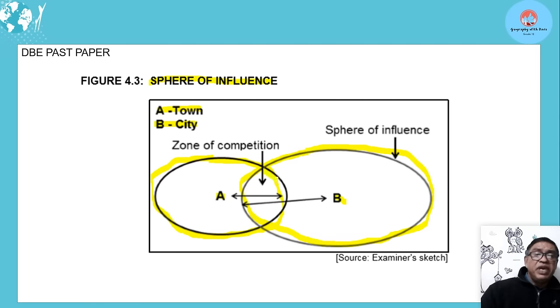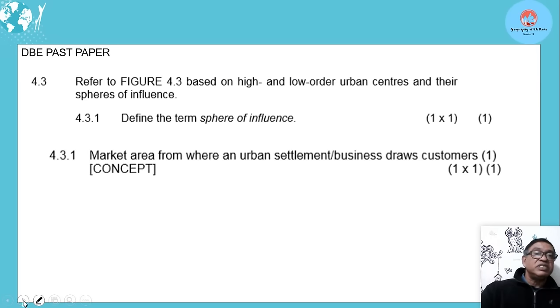They introduce something here where there's an overlap. And even if you didn't pick that up, there's an overlap, isn't it? So this area is serviced by both the town and the city. So there is a zone of competition between B and A to draw these people in. Okay. We've now handled the diagram. We've got a good picture. Just by a few words, we were able to analyze. Let's look at the questions.